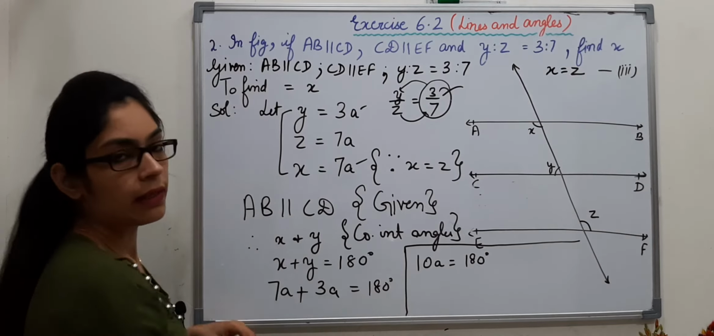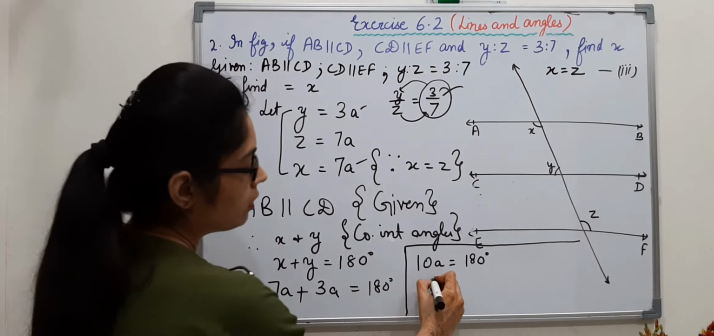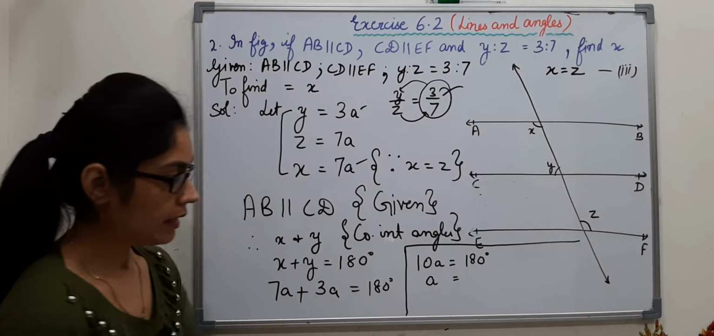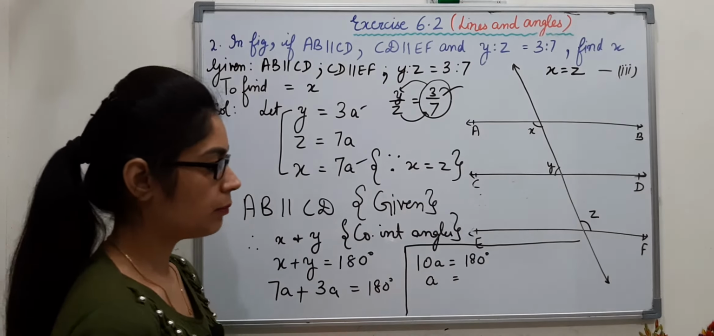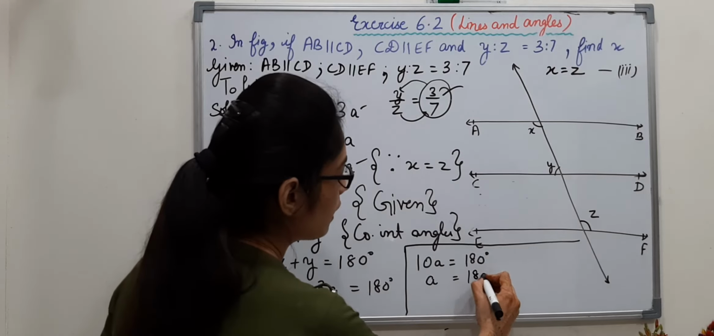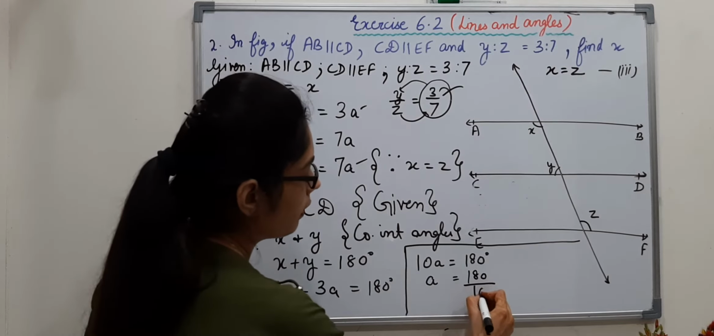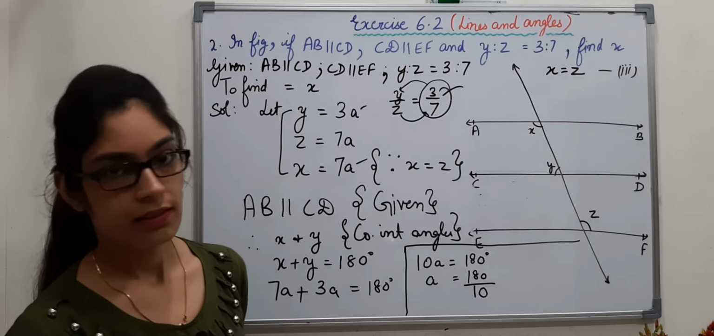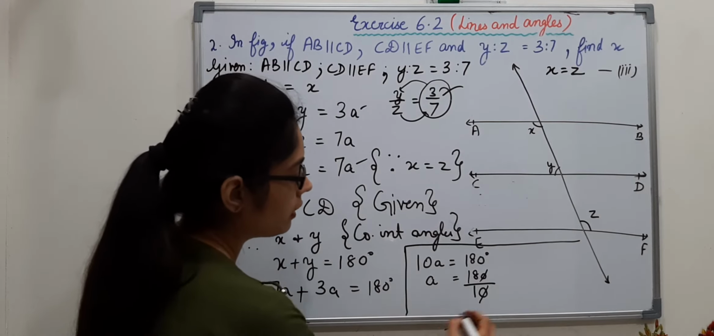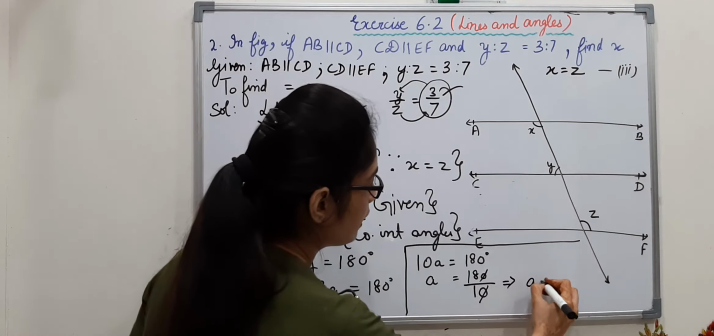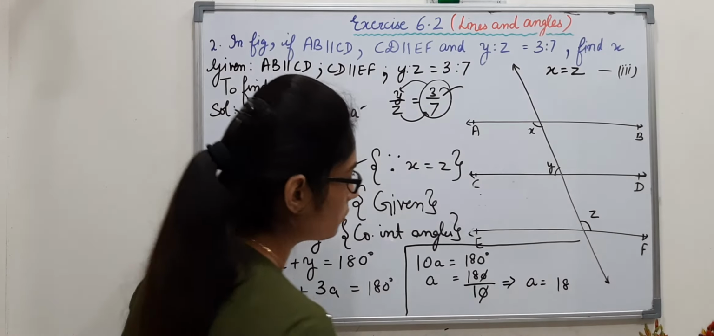This 10 and a, they are getting multiplied. So we need to find the value of a. A will keep on this side and 10 will shift to the other side. So here they are getting multiplied. On changing the side, 10 will get divided by 180 because multiplication on changing the side will be changed to division. So this 0 and this 0 will get cancelled. So we got the value of a is equal to 18.